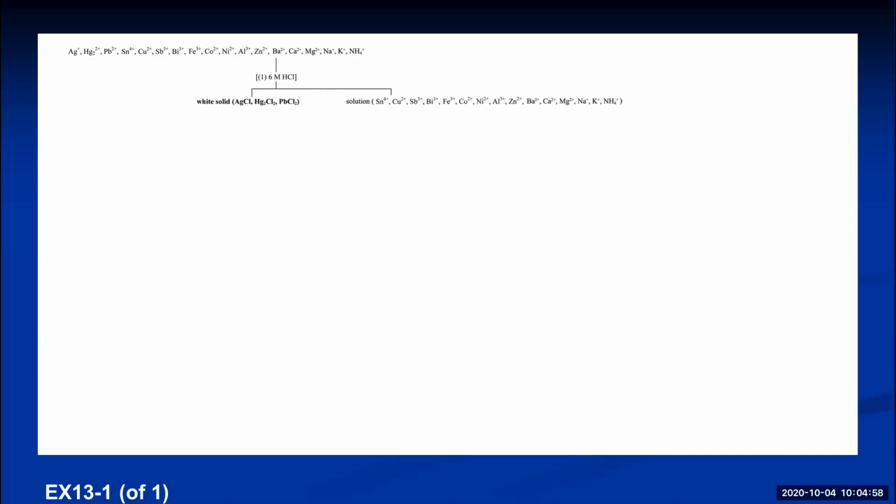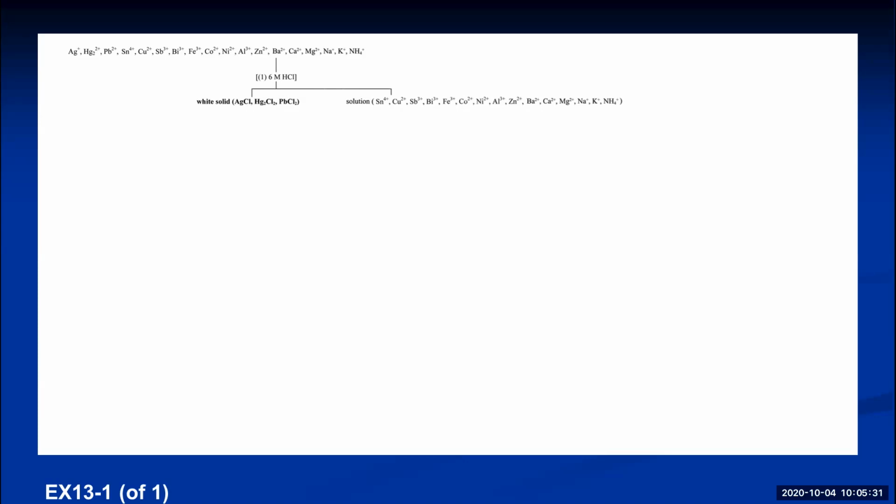And because sulfide comes from a weak acid, if we adjust the pH of its solution, we can vary the concentration of sulfide ions. And we can actually select only a small number of these cations to precipitate out. Because naturally, sulfides are insoluble with tin, copper, antimony, bismuth, iron, cobalt, nickel, aluminum, zinc. That's a ton of them. But if we make the solution really acidic, we're going to lower the sulfide concentration, and all of those will not precipitate out, only a smaller group will.